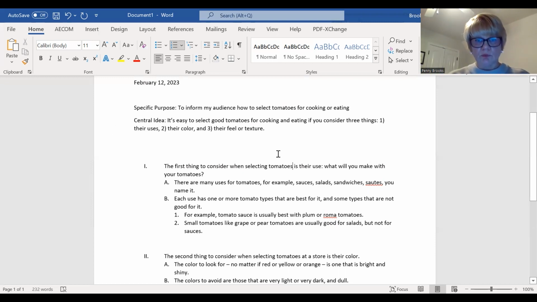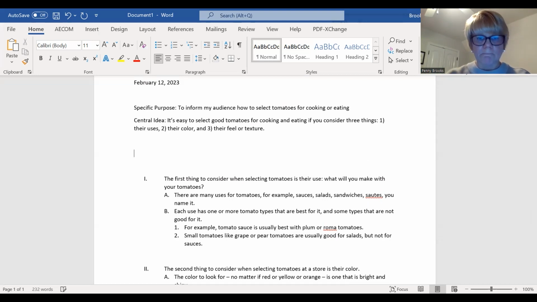So remember what this part of the speech is called? It's called the body. And remember, it doesn't stay over here. It goes there, and it's there.